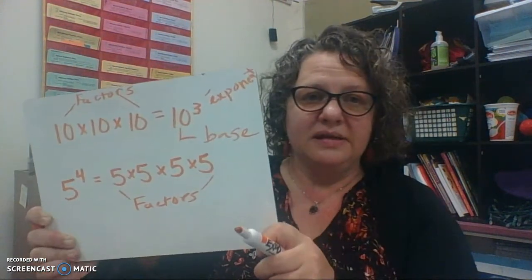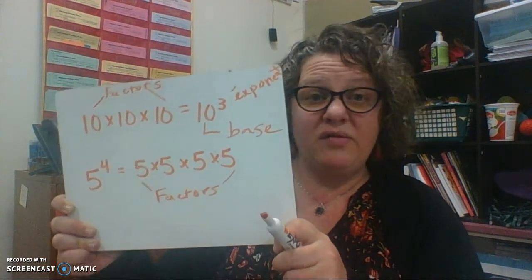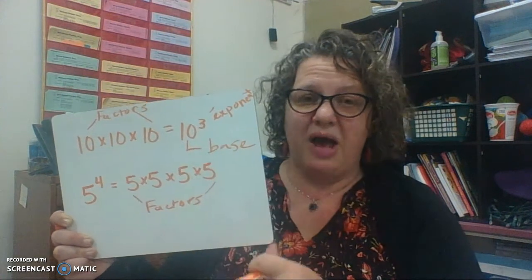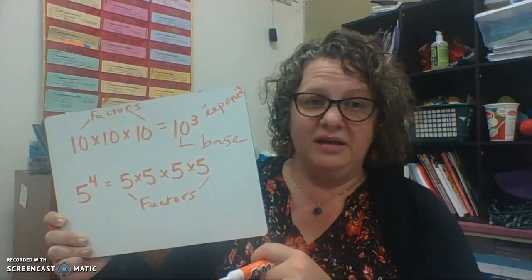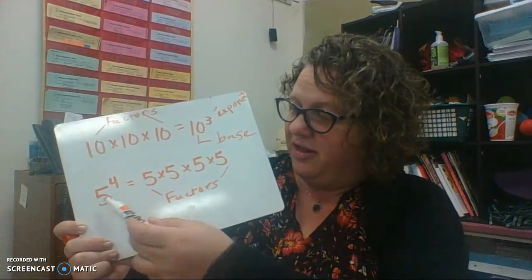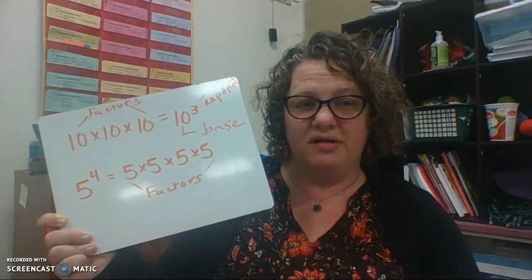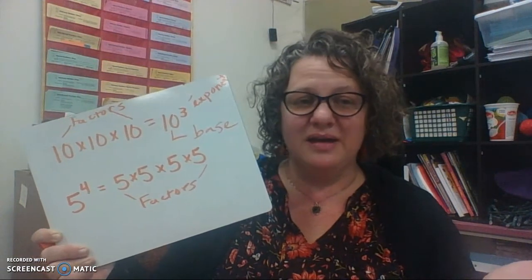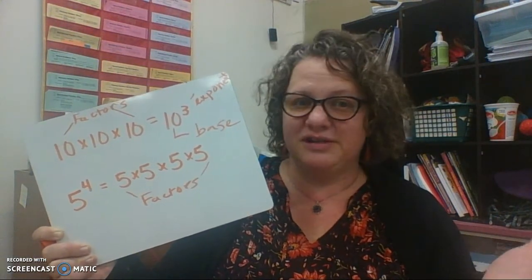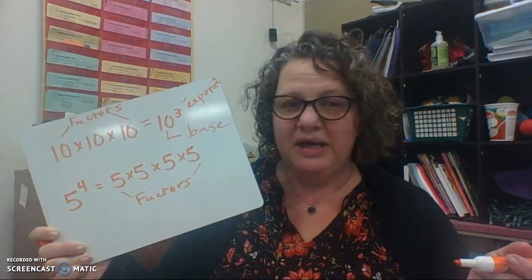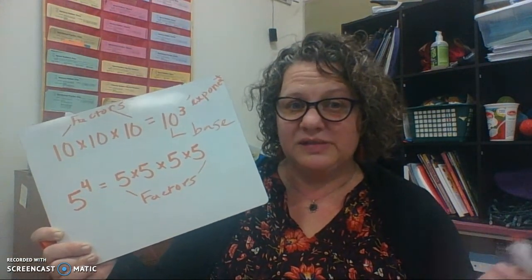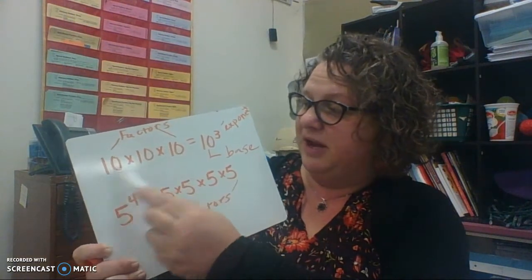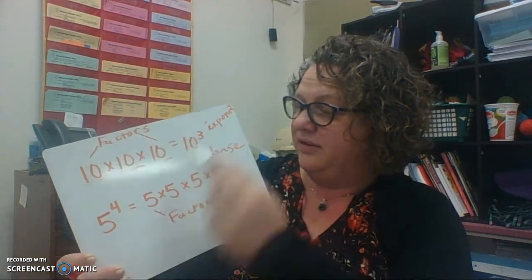Okay, so we have the base, we have the exponent, we have the factors. We call the exponent a power, okay? This we would call 5 to the power of 4. If I said, what was the exponent? Your exponent is 4, okay? 5 to the power of 4, your exponent is 4. And the way this works is pretty self-explanatory. 10 times 10 times 10, we multiply it 3 times, so it's 10 to the third power.